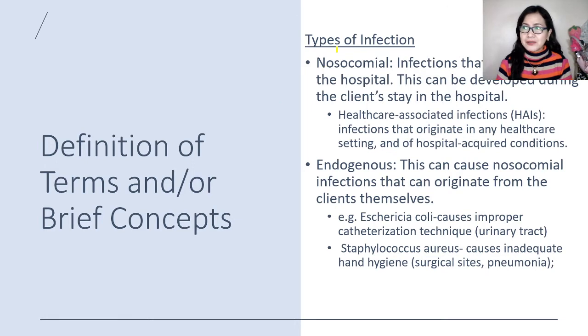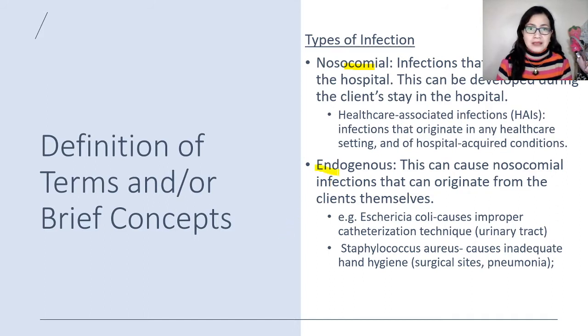Here are the types of infection. When we say nosocomial, it means that this infection originates in the hospital. This can be developed during the client's stay in the hospital. We also have HAIs, or healthcare-associated infections: infections that originate in any healthcare setting and hospital-acquired conditions.